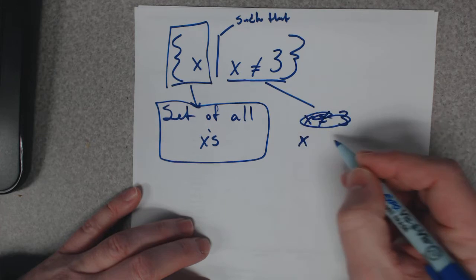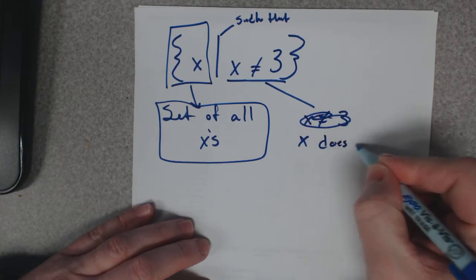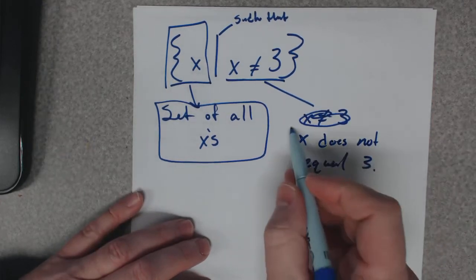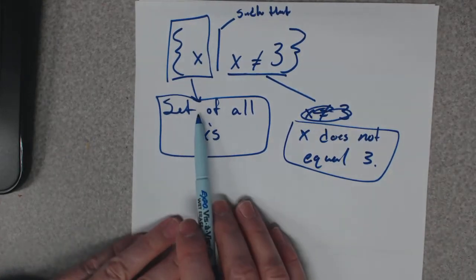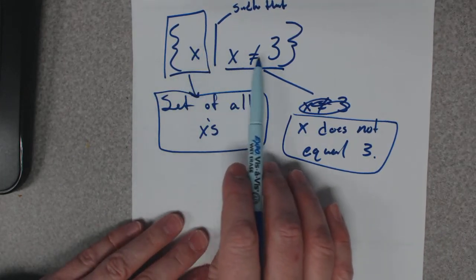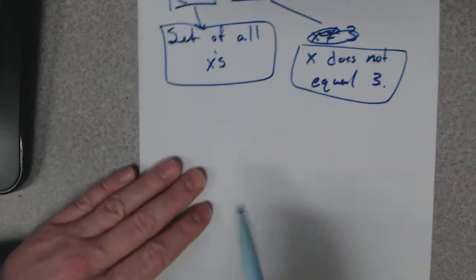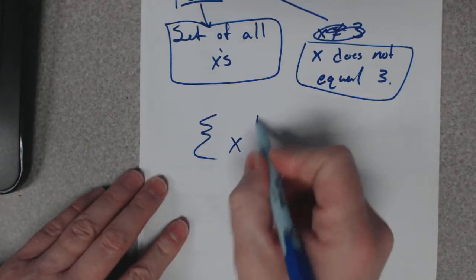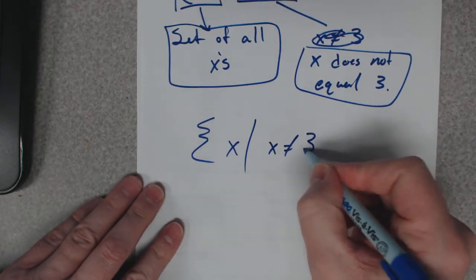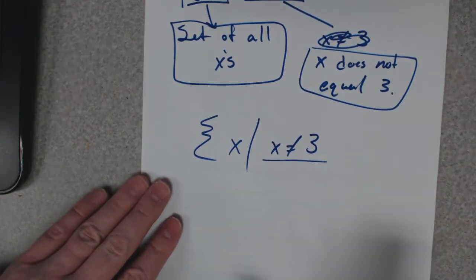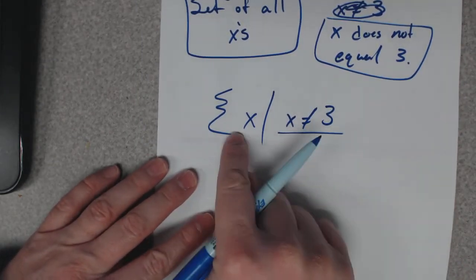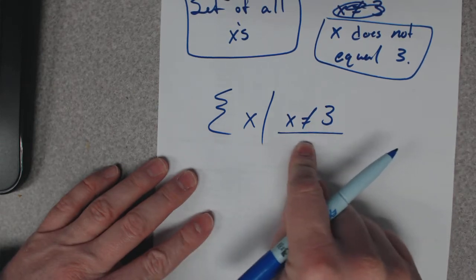I should write that in English. So if we read that in order, it's the set of all x's such that x does not equal 3. So all numbers such that x does not equal 3. Whenever you see that set notation, you're talking about x, and this part over here is the "but" part of it. Every x can be anything, but it can't be 3.